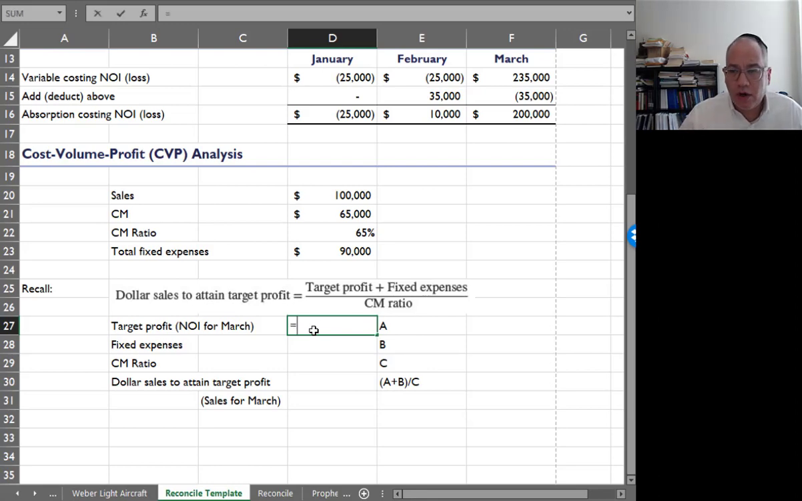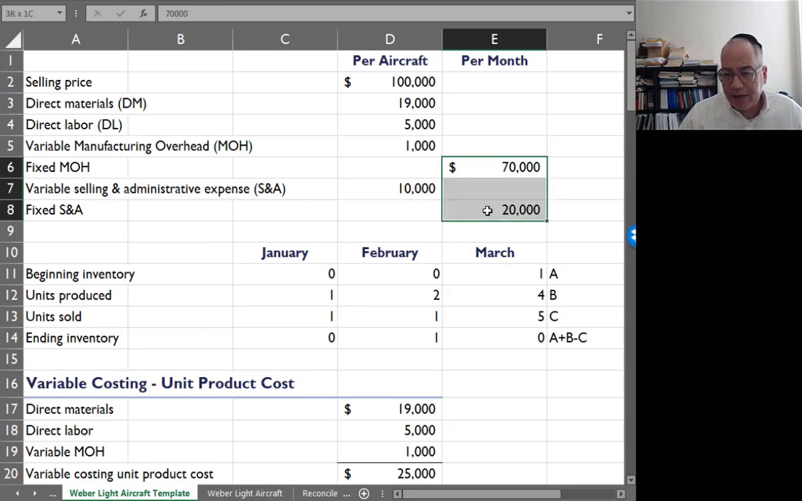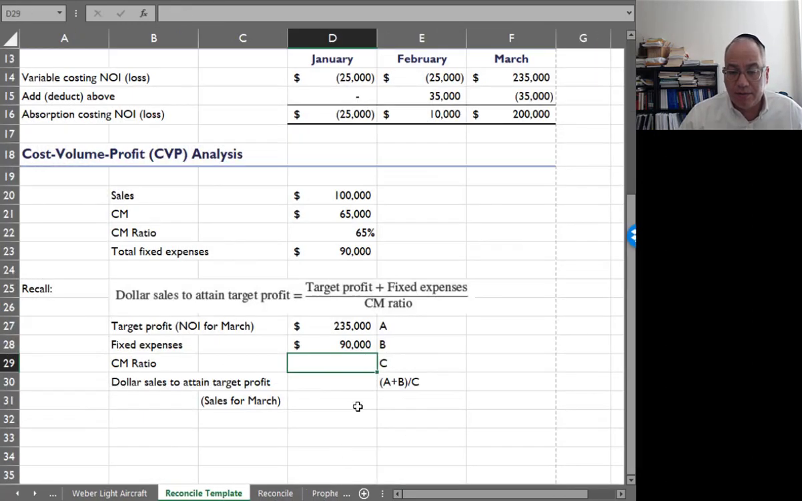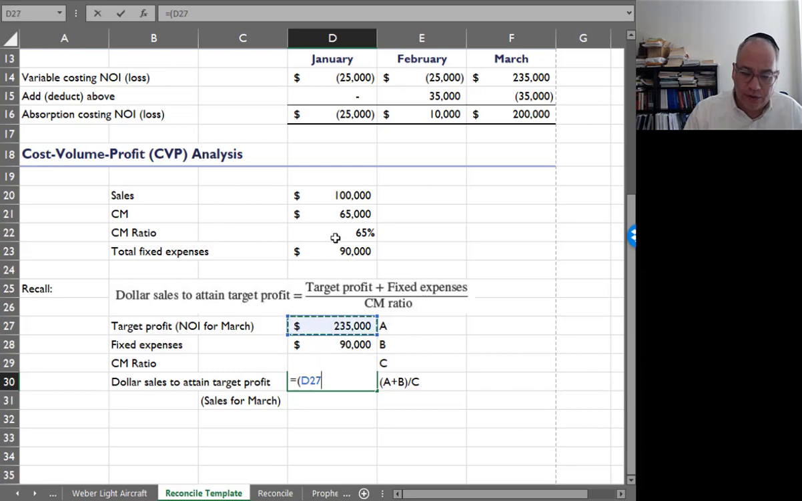So if we had a target profit, let's just take March for a moment and say we wanted to make $235,000, and my fixed expenses I know to be $90,000. And let me just point out that fixed expenses is what's fixed expenses in this problem. So my contribution margin ratio, we said, is 65%, and the dollar sales to attain your target profit would be the target profit of $235,000 plus $90,000 divided by the contribution margin ratio, and you would get $500,000 sales in order to attain your target profit under variable costing.